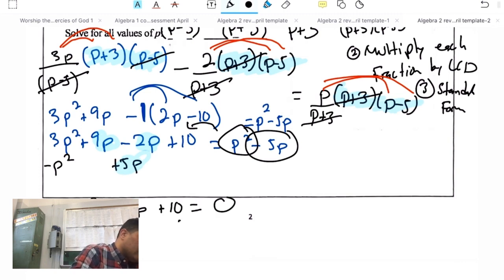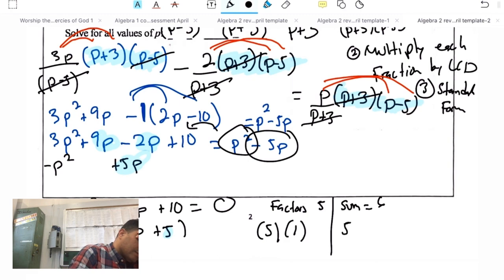We can divide by two. So we got p squared plus 6p plus 5. Okay, so now we're going to get the factors of c to add it to b. So factors of c to add it to b is 5 times 1, and 5 plus 1 is 6.